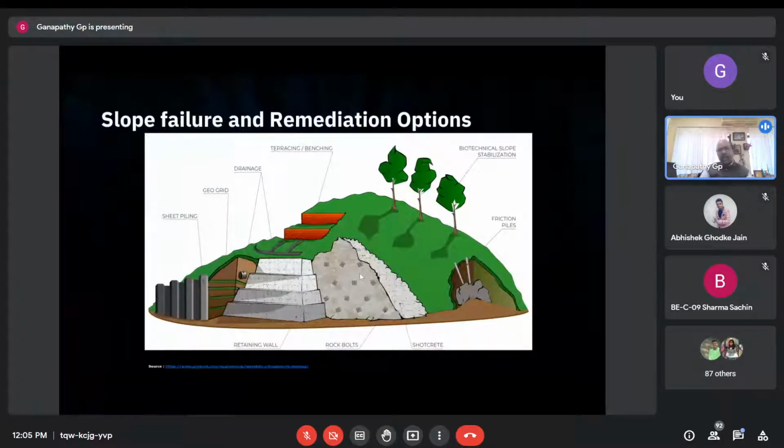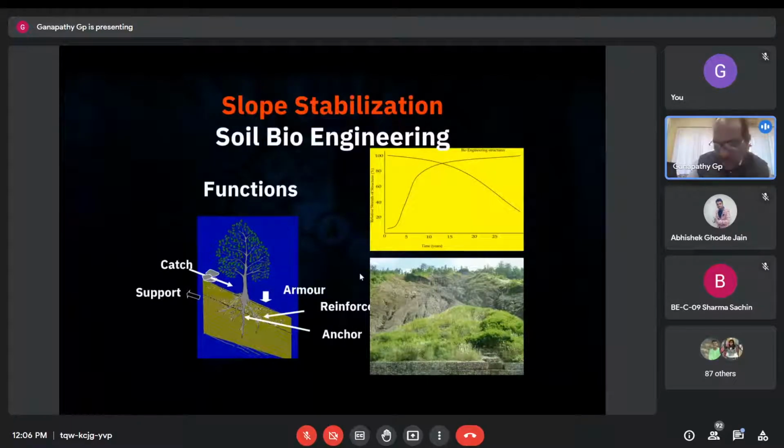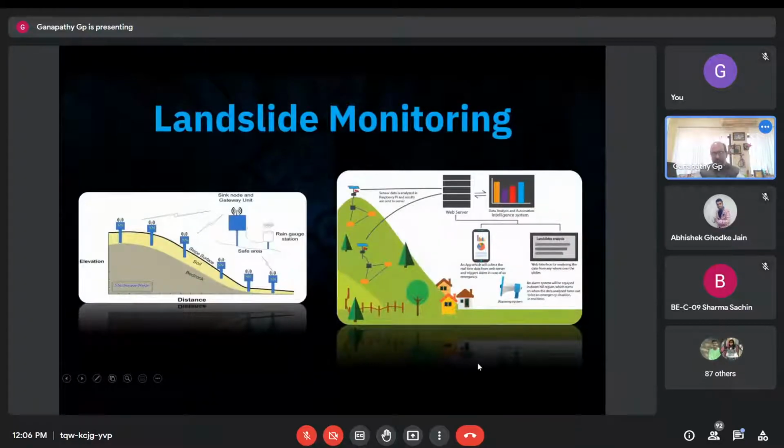And we have slope failure, and remediation options are available: sheet piling, geogrid, geo drainage, trenching, benching. So biotechnical soil stabilization is available. These methodologies are available to stabilize the slope. The soil bioengineering technique is nothing but planting trees, planting plantation material on the slope itself, which can hold the soil, so that the landslide is mitigated, partially with engineering measures like this. This is very cheap, and we have landslide monitoring systems available.